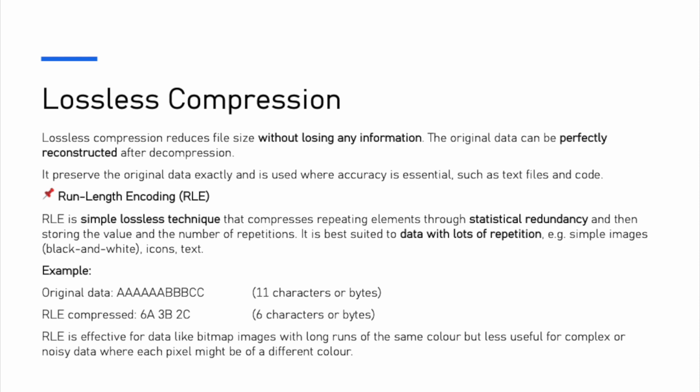It is effective for data like bitmap images with long runs of the same color, but it's less useful for complex or noisy data where each pixel might be of a different color. And it's lossless because when you decompress it, you already know that the 6, the number before the letter, is the amount of repetitions of that particular data. So everything can be restored. The original file is completely restored.